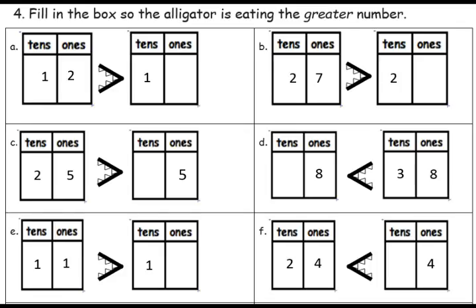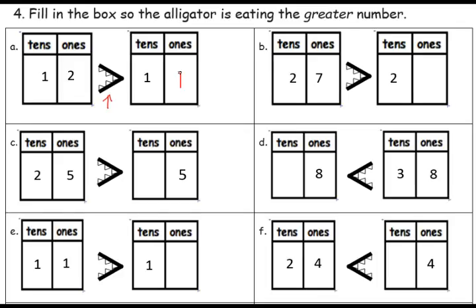In the first problem, I have 1 ten and 2 ones, or the number 12. The symbol is showing me that this number is going to be greater than the number I'm comparing it to. So I need a number that is less than 12. I could put 1 or I could put 0. I'm going to put 1, and now when I read my statement, it says 12 is greater than 11.